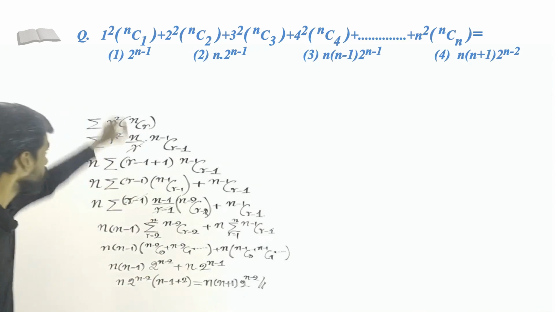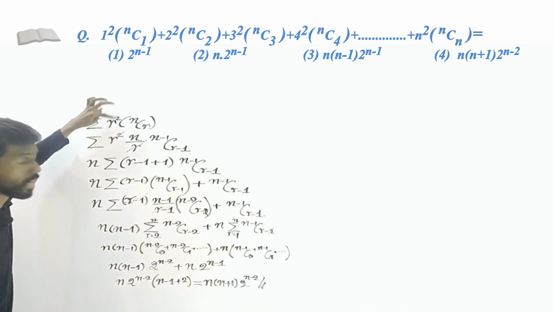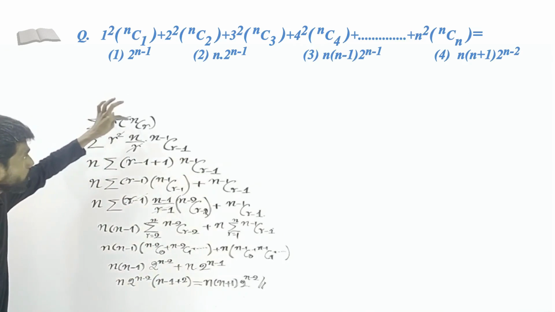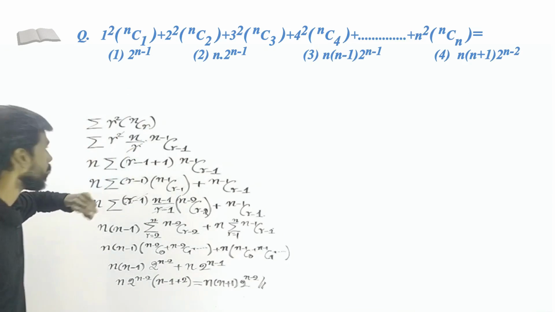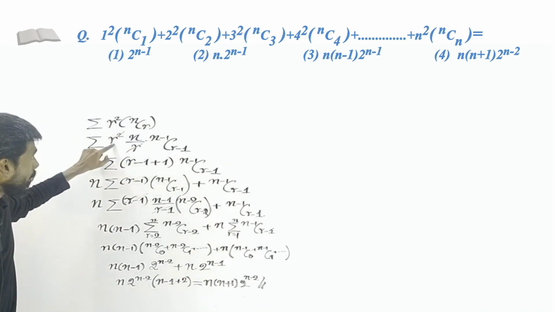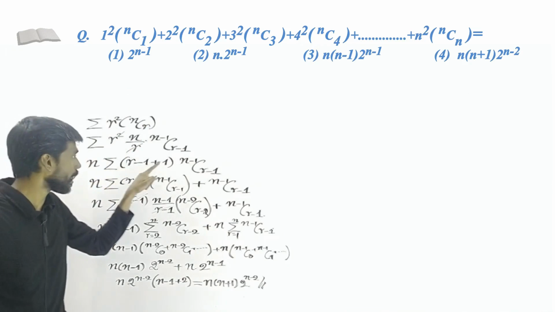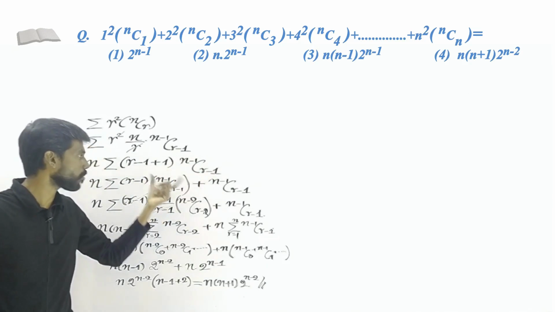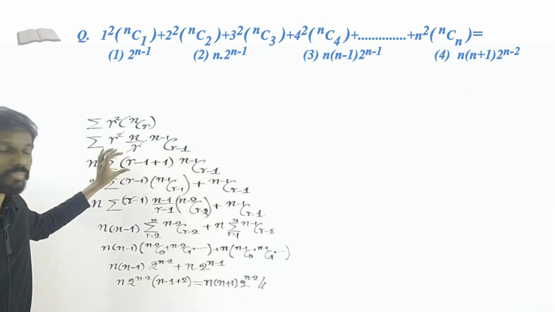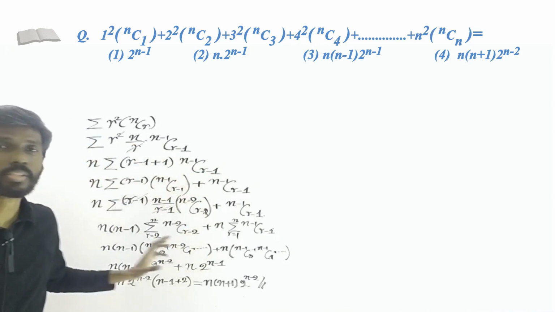Now first our aim is to remove this r square. How to remove it? The first r can be removed using the same idea that we used in the other formula, but the second r can be removed by subtracting and adding 1, again using the same formula. So we remove this multiple, then we can use the sum of binomial coefficients to get the answer.